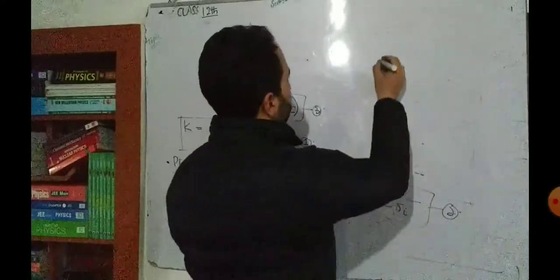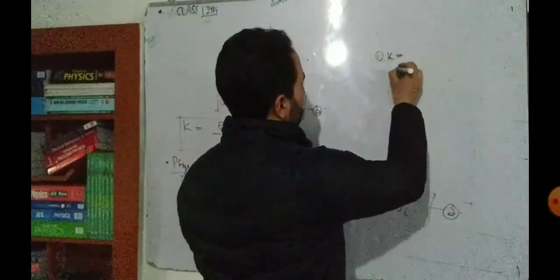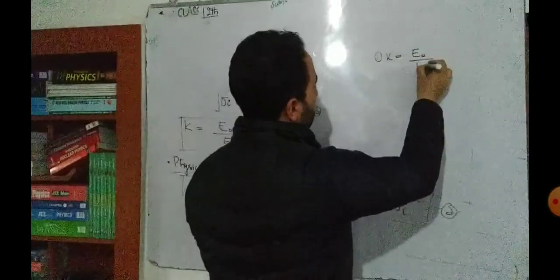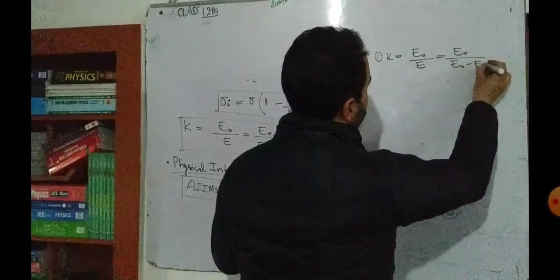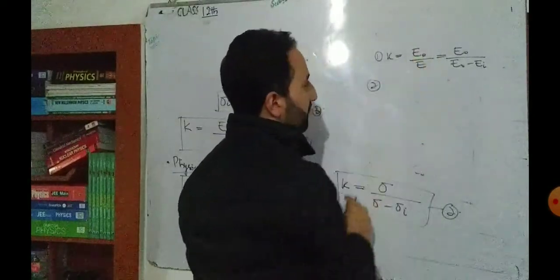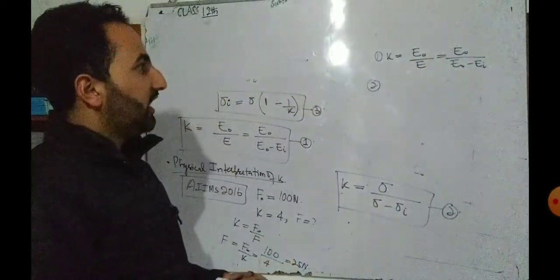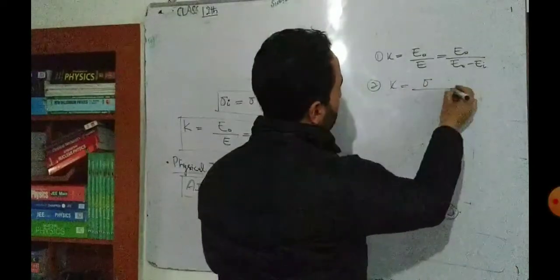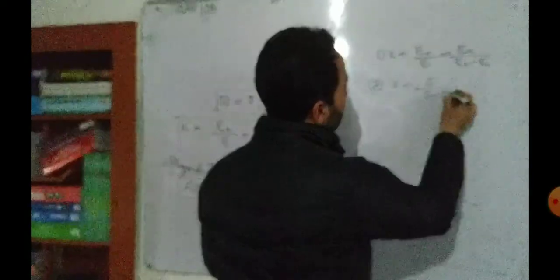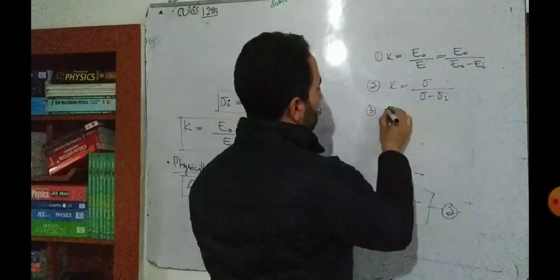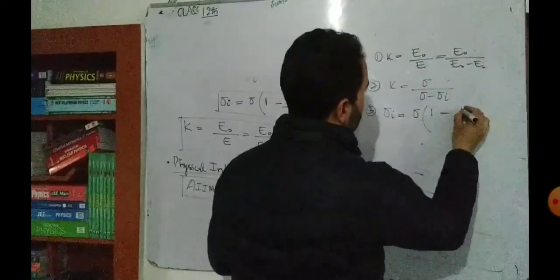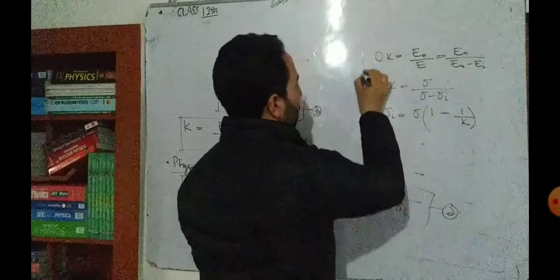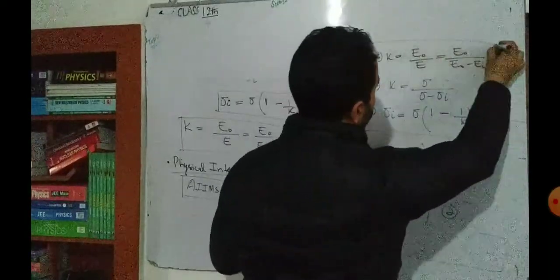So equation number 1 is the definition of the k, that's equal to E naught divided by E, or E naught divided by (E naught minus EI). Equation number 2, simply replace E naught by sigma by epsilon 0, EI by sigma I by epsilon 0. We have one more equation, k is equal to sigma divided by (sigma minus sigma I). And equation number 3 is like this: sigma I is equal to sigma multiplied by (1 minus 1 divided by k). Okay? So ऐसे रखो ये बेटा.